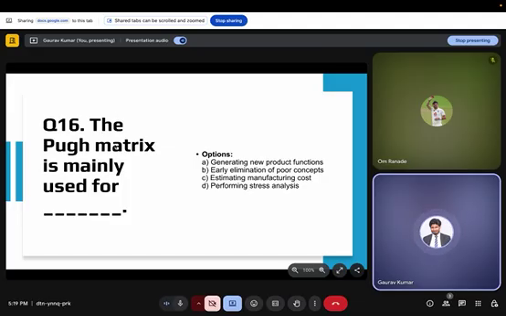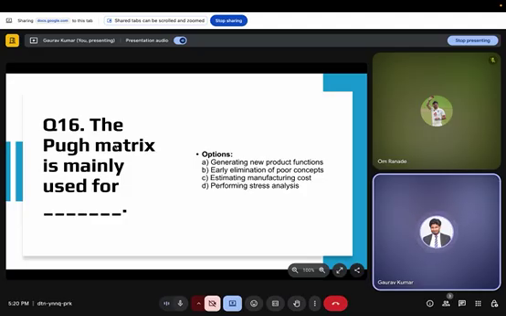So the PUGH matrix provides structured qualitative comparisons between each concept and a baseline or datum concept, and its purpose is to quickly identify and remove the underperforming alternatives. So, narrowing the field for detailed analysis by simplifying large decision spaces. It prepares the groundwork for quantitative scoring.